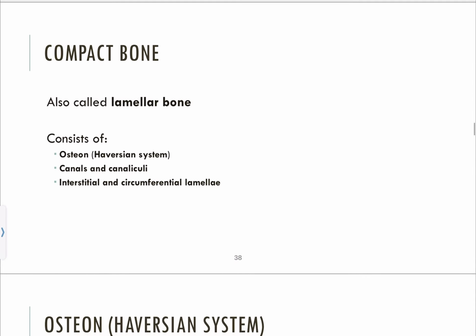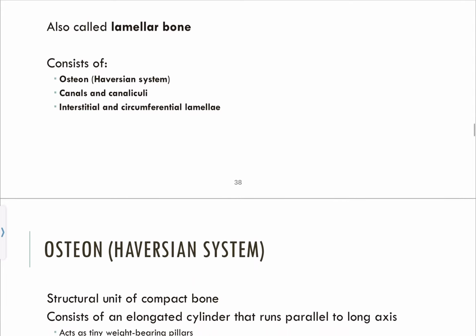So those are our cells. Let's go on to some of our structures. We have different structures if we're talking about compact bone or spongy bone. If we're talking about compact bone, we can also call that lamellar bone, and you'll see why in a little bit. But what does it consist of? What are some of its structures? We have the osteon, canals, canaliculi, and different types of lamellae that I'm about to go into.